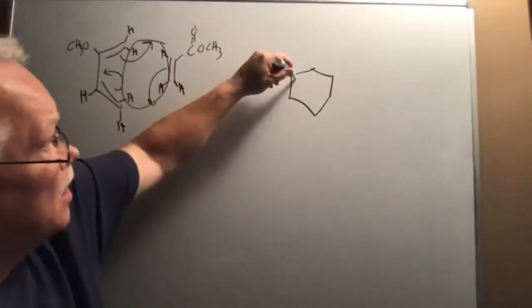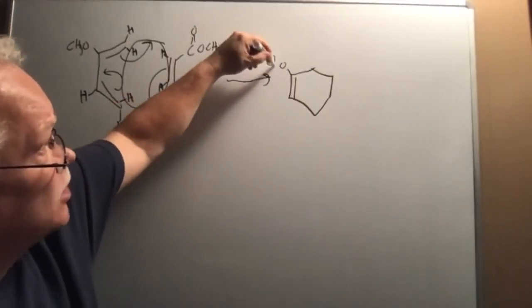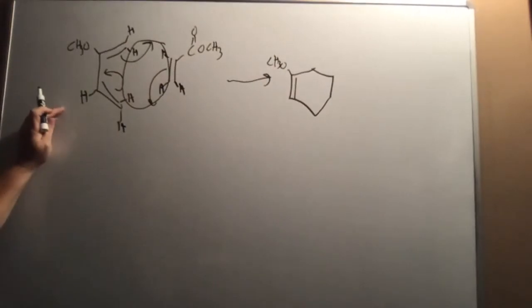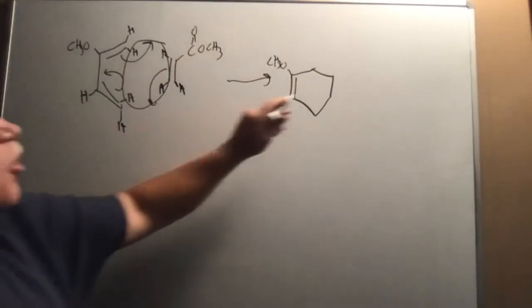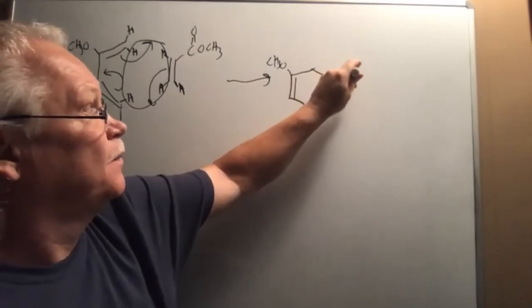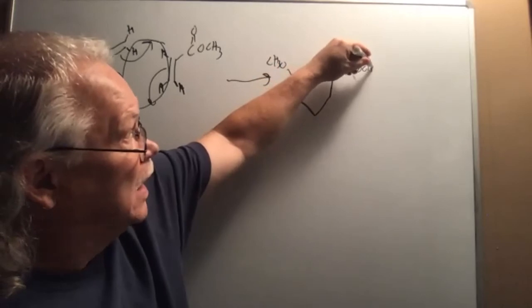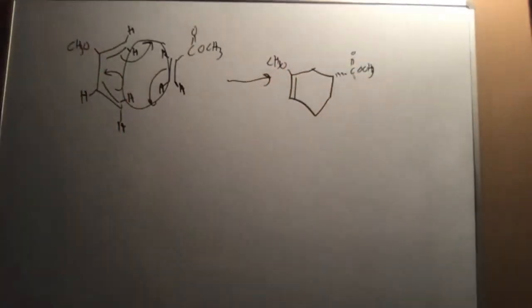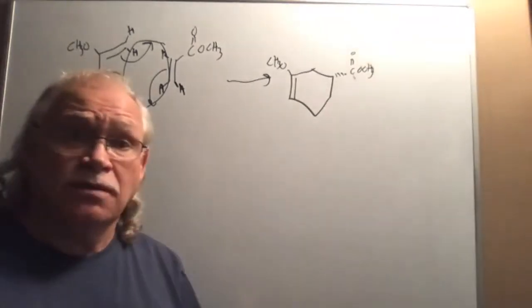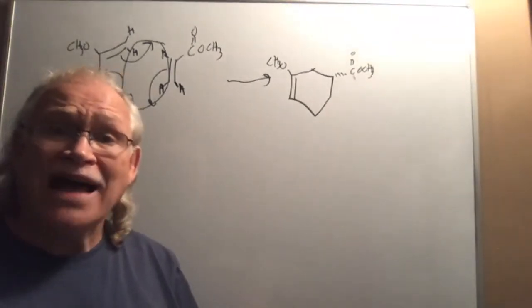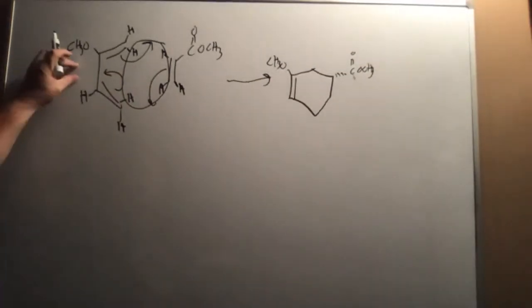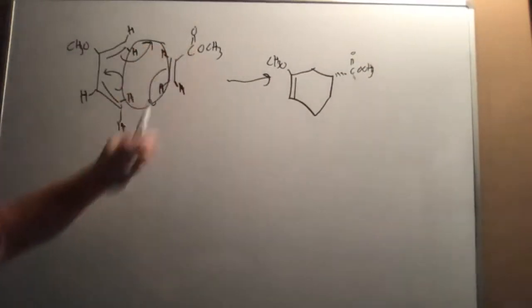Notice the double bond comes back here, so the OCH3 is going to be in the plane of the board. This group is going to be back. And congratulations, you've completed the Diels-Alder reaction, except it's wrong. And that's what you're going to do on the test, and it's wrong. Why is it wrong? Notice that this was unsymmetrical and this was unsymmetrical.